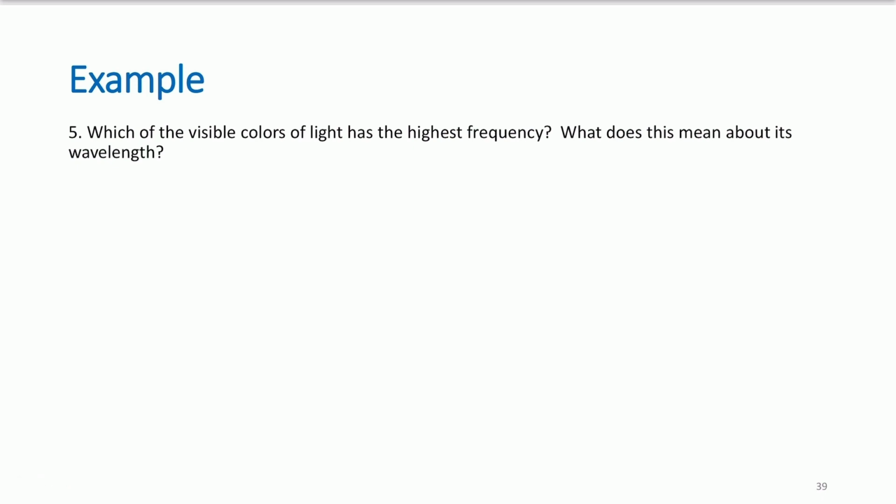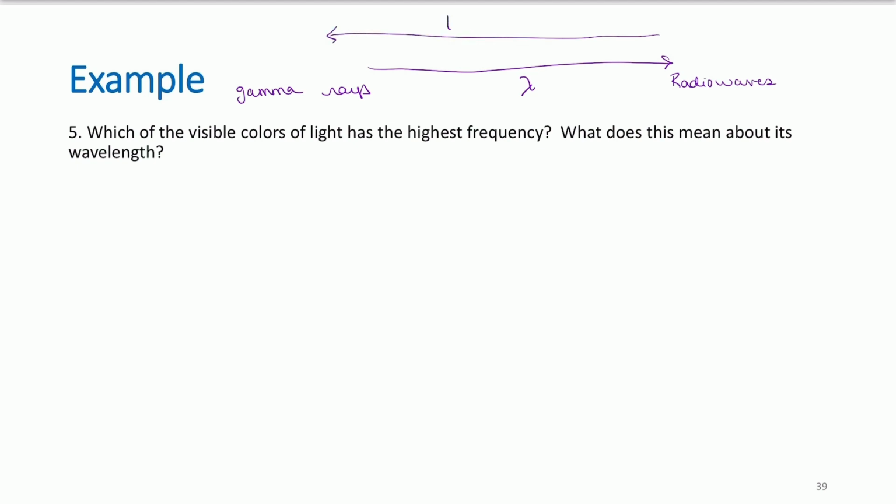Which of the visible colors of light has the highest frequency? And what does this mean about its wavelength? Well, this is where I want you to be careful. What do we mean by energy, frequency, and wavelength? The electromagnetic spectrum, we usually write it with our radio waves all the way to our gamma rays. Increasing this way is our wavelength, but increasing this way is our energy and our frequency.